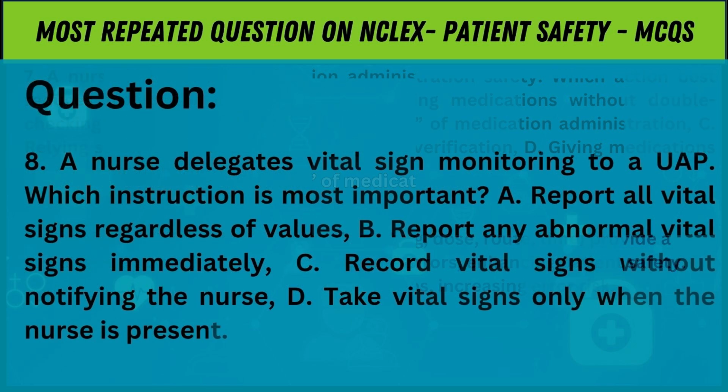8. A nurse delegates vital sign monitoring to a UAP. Which instruction is most important? A. Report all vital signs regardless of values. B. Report any abnormal vital signs immediately. C. Record vital signs without notifying the nurse. D. Take vital signs only when the nurse is present.